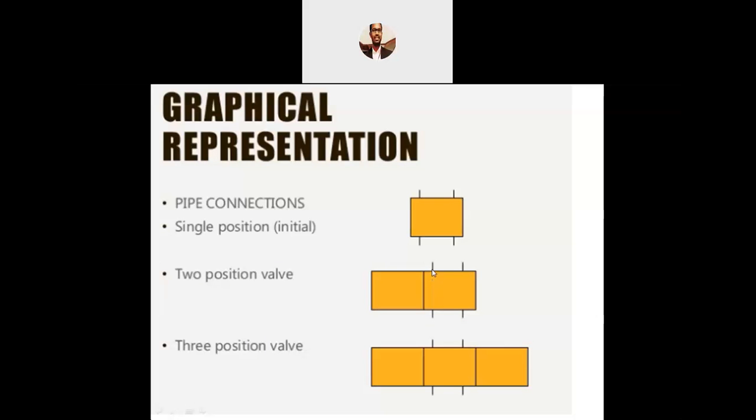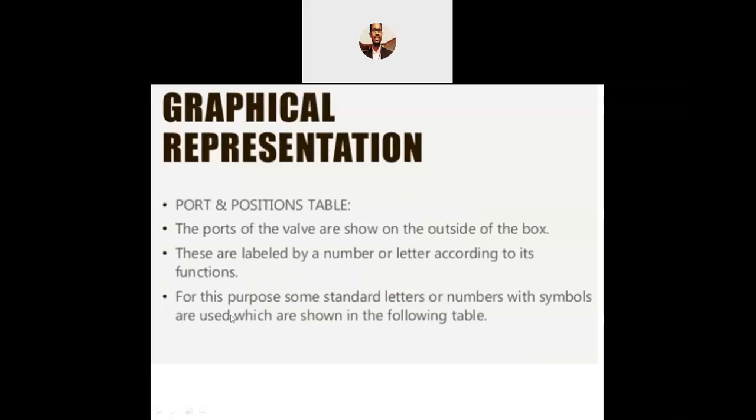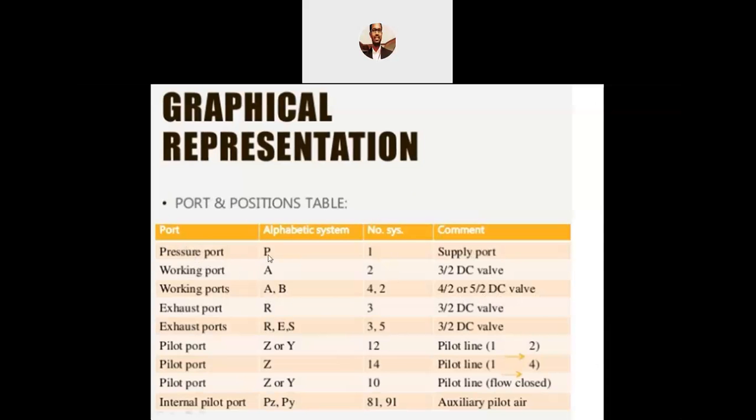Say for example, if it is coming from the pump, then I will use P for pump. If it is going back to the reservoir, I will use R. If it is going to the cylinder position A, I will note it as A. If it is going to the cylinder position B, then I will note it as B. For this purpose, some standard letters or numbers with symbols are used, which are shown in the following table. This is the pressure port, this is P. Working port is A. Working port means, as I have already discussed, when you have a cylinder, on a few occasions, if you want to lift the weight, the fluid is passed at the bottom of the cylinder.